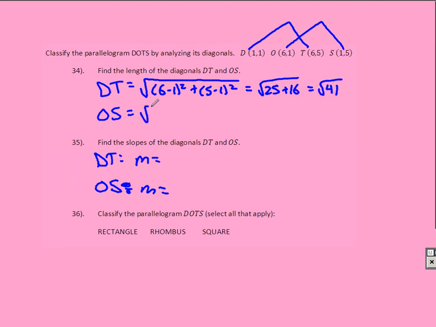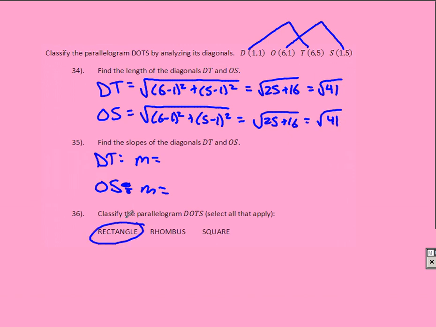Then for OS, all I'm going to do is the same thing. 6 minus 1 squared plus 5 minus 1 squared. Same exact numbers, 25 and 16, so the square root of 41. So yet again, we have a rectangle because they are the same length.